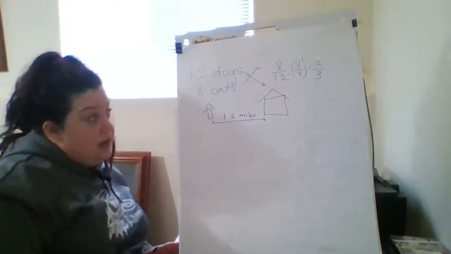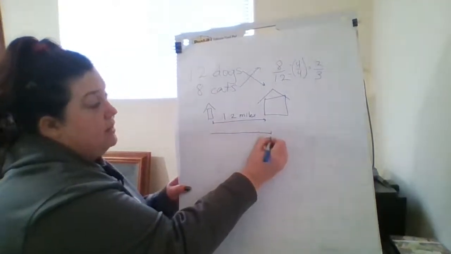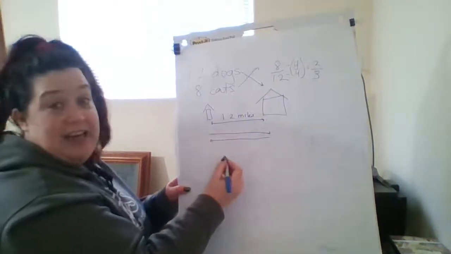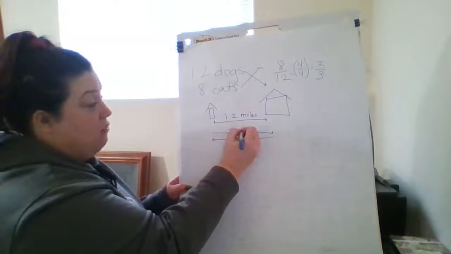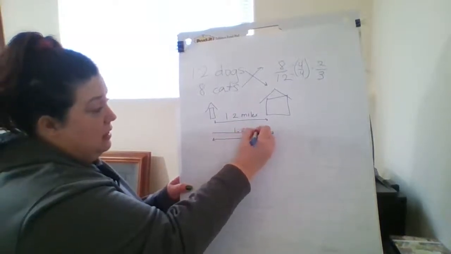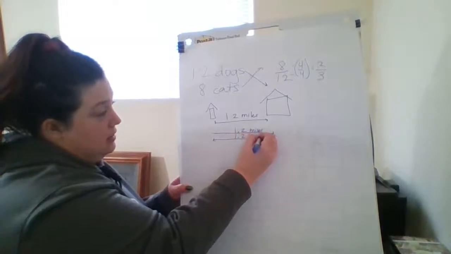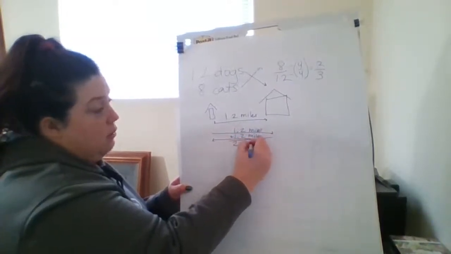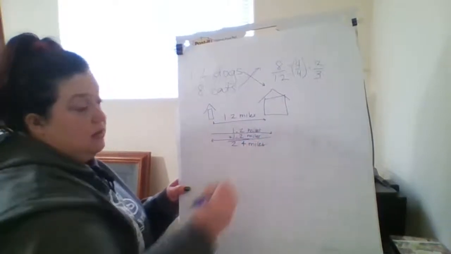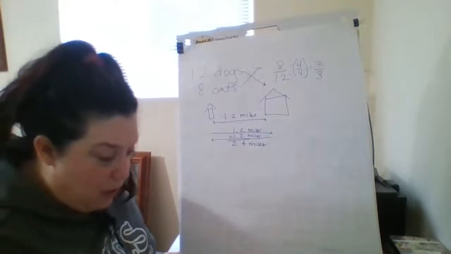They're asking us, okay, so he travels to school, but he's going to also travel back. And each time he travels, it's the 1.2 miles. So we're going to have 1.2 miles, line up our decimals, 1.2 miles. And when we add them together, we get 2.4 miles he's going to have to travel to school and back home again.